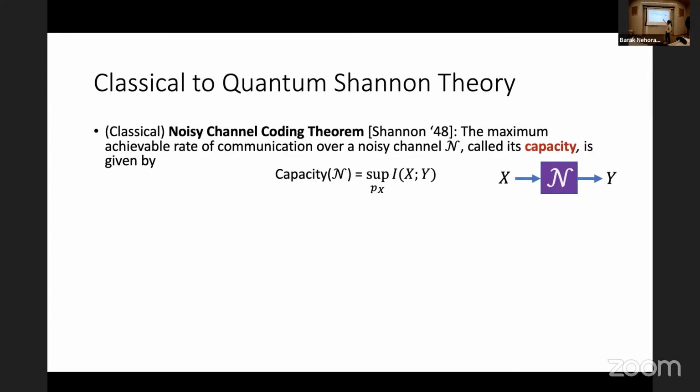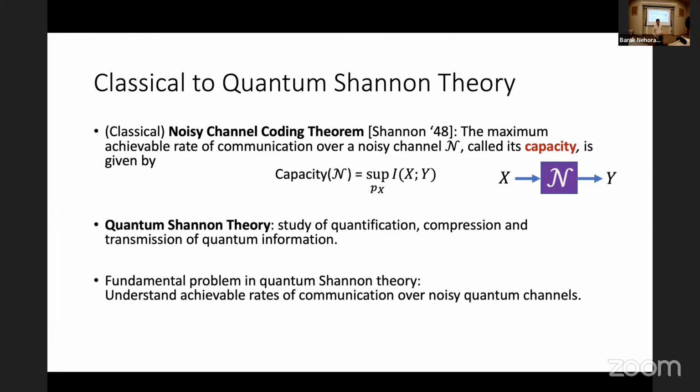It's characterized by something known as the mutual information between the input and output of a given channel, maximized over all possible input distributions of messages to this channel. Okay. Wonderful theorem. It sort of exactly pins down, if you're to use this channel many, many times, precisely the maximum rate of information that you can reliably send through this channel.